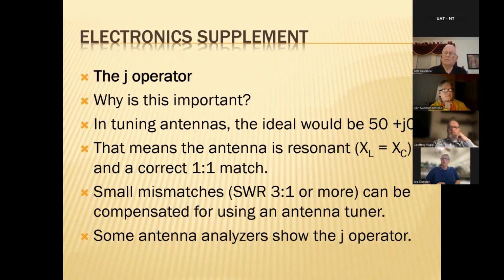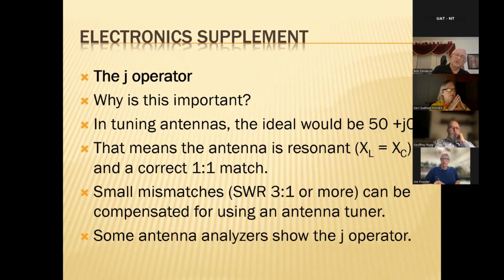When we get the 50 plus J0, meaning there is no reactance there that's taking place, and we're just seeing 50 ohms resistance, the maximum power transfer then can occur from our radio through the feed line to the antenna. That means that the antenna is resonant. Here again, capacitive reactance equals inductive reactance, which means you have an exact one-to-one match between your coax line, your transmitter, and your antenna.